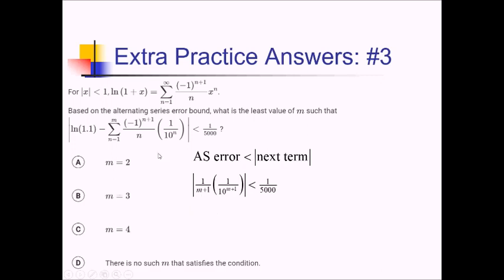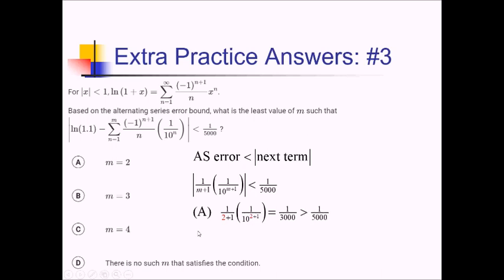So let's try the answer choice 2. So we've got 1 over 2 plus 1 and 1 over 10 to the 2 plus 1. So what does that come out to? Well, this is 1 over 3. This is 1 over 1,000. So this is 1 over 3,000. With 1 over 3,000, the denominator is smaller than 5,000, so this fraction is bigger than 1 over 5,000. We don't want bigger. We want smaller. We want something that is no bigger than 1 over 5,000.